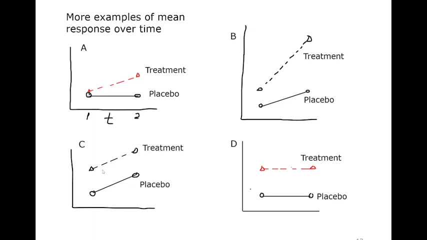The two groups have exactly similar change, exactly the same change over time, but they differ only at baseline. So in this case, there's no treatment effect, because both the placebo and the treatment group exhibit the same changes over time. The two groups differ due to the difference at baseline.